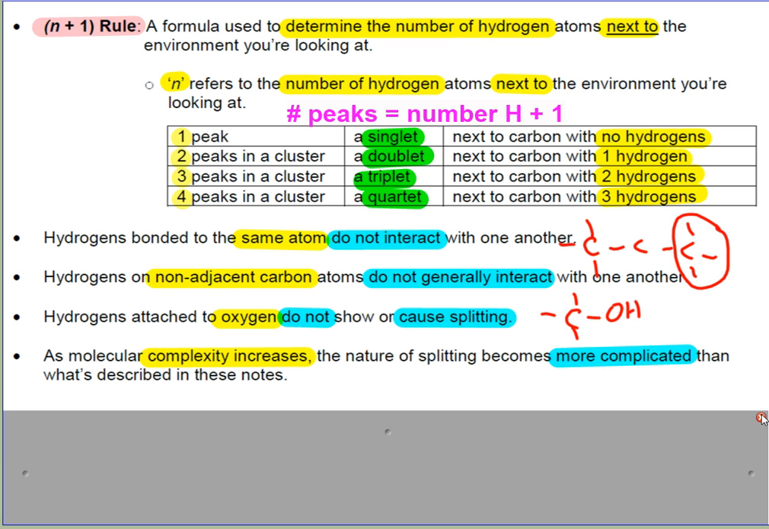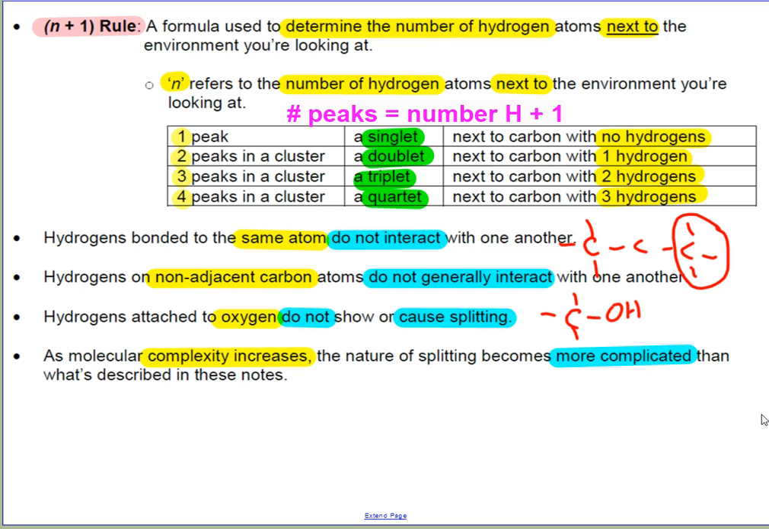Now, as before, as things get more complicated, the nature of the splitting also becomes more complicated. So we're really just looking at the basics here. Keep in mind that things do get a little bit more complicated. They might not follow the rules quite exactly, but these are good rules to start things off. So let's move on and look at an actual high-resolution graph.